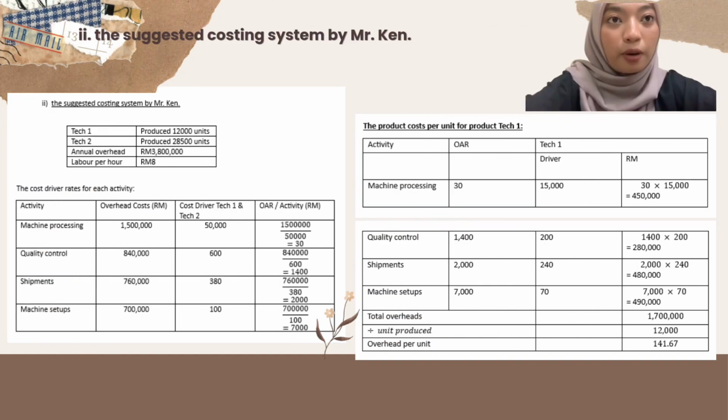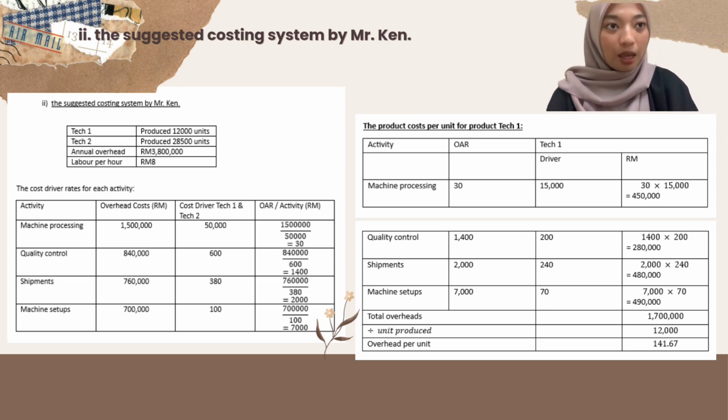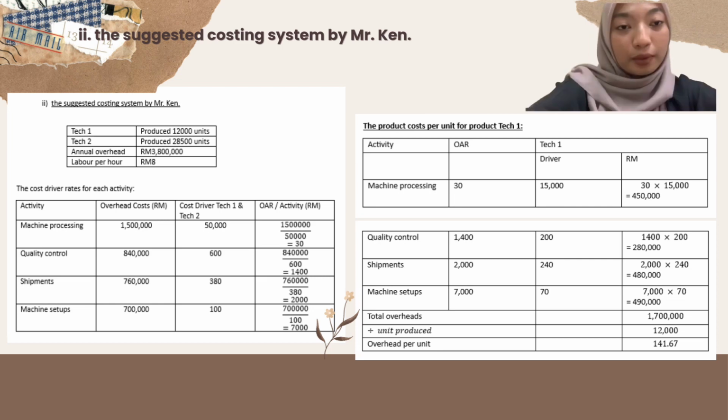Next, we need to solve the product cost per unit for product H1. The activity is machine process. The OAR is 30, multiplied with the cost driver of 50,000, so the answer is RM 450,000. Quality control. The OAR is 1,400, multiplied with the cost driver of 200, so the answer is RM 2,1800. Next, shipments. The OAR is RM 2,000, multiplied with the cost driver of 214, and the answer is RM 418,000. The machine setup. The OAR is 7,000, multiplied with the cost driver of 17, and the answer is RM 419,000.